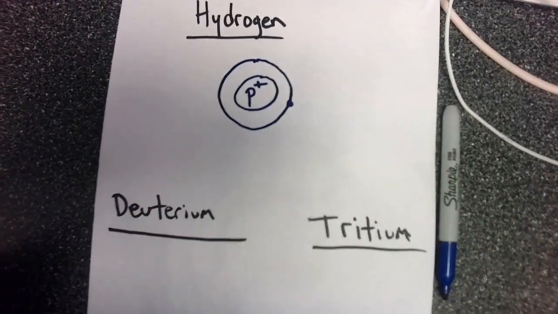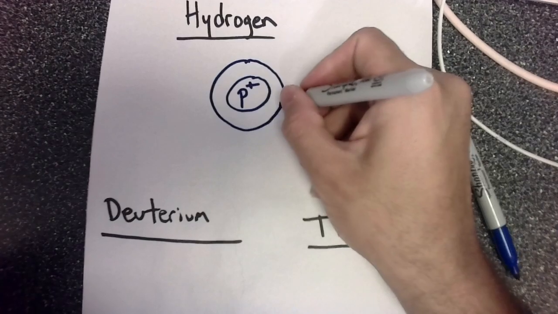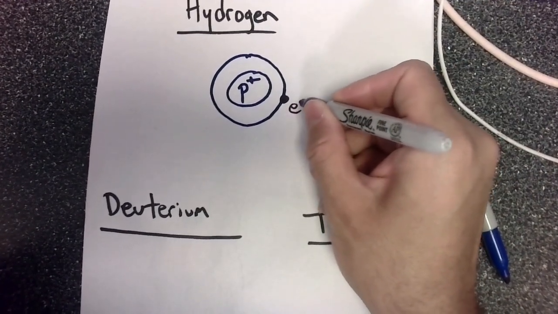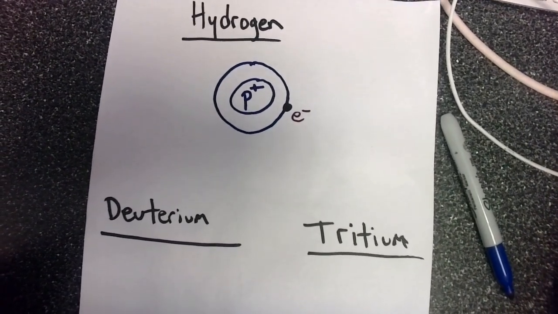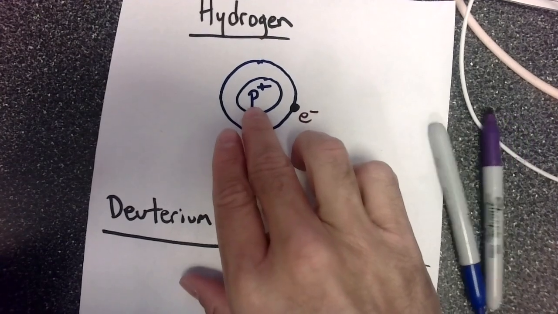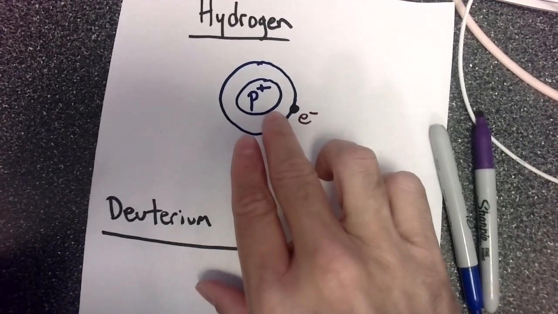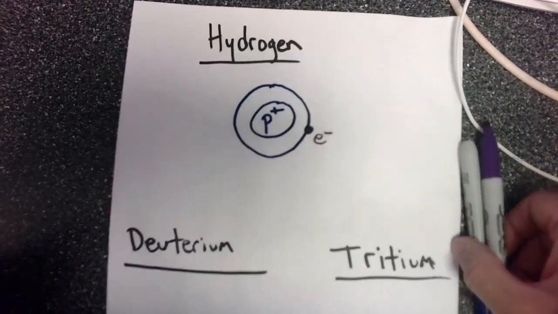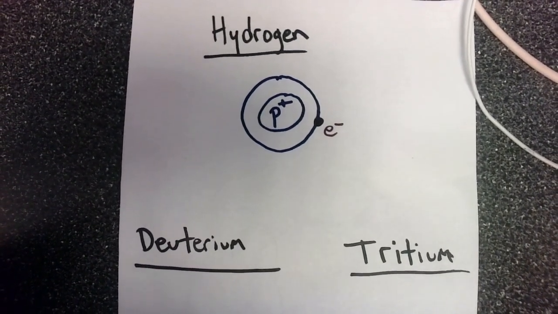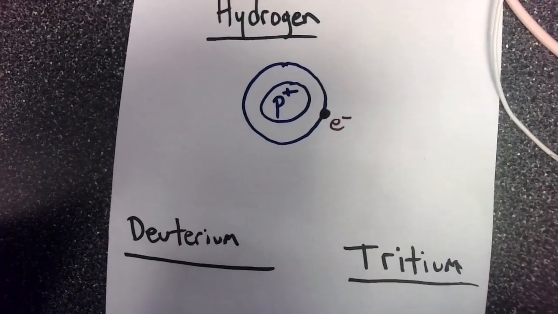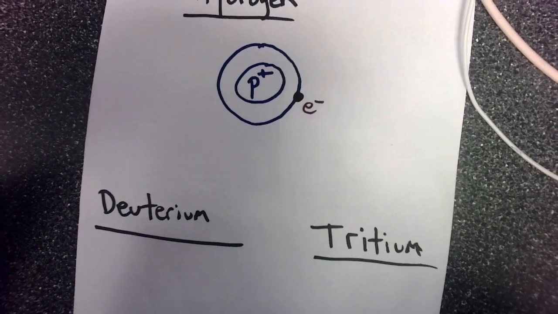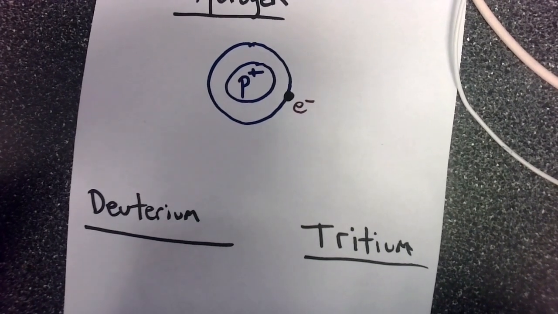Let's use a different color to try and differentiate. This is as simple as an element can get. The proton's positively charged force and the electron's negatively charged force are attracted to each other. They keep it in balance. You can't have an atom with fewer particles.